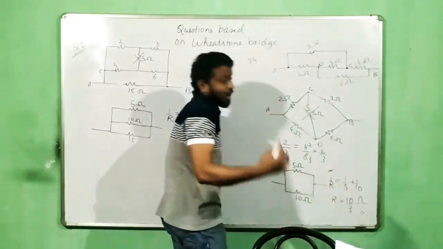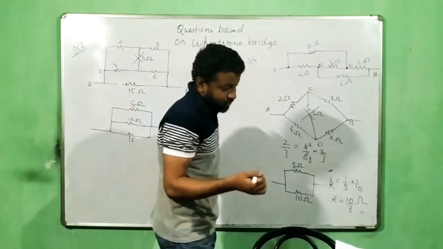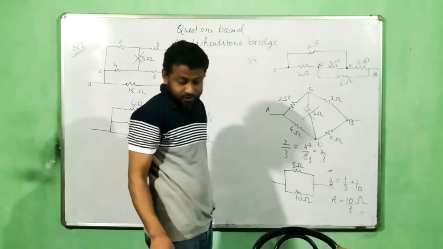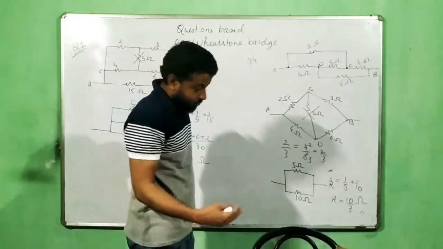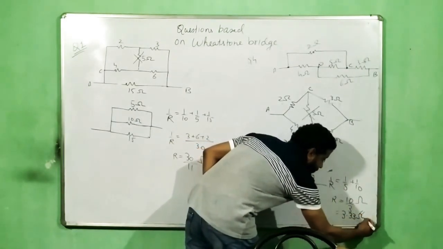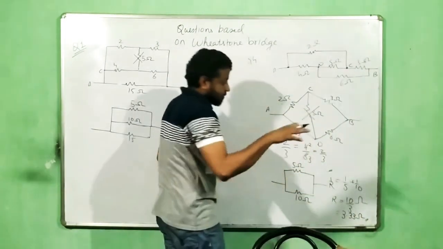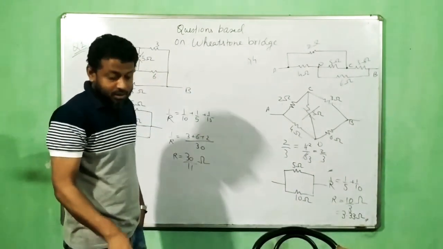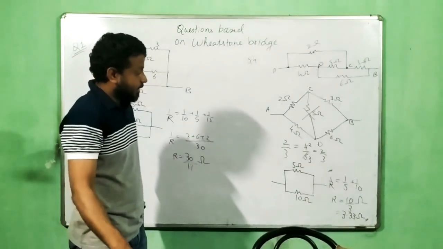ISC has one rule which you should know: do not leave your answer in fraction. There is a rule by ISC. So you have to write this one as 3.33 ohm. Always put that in decimals. Never leave your answer in terms of fraction. That's one of the rules of ISC.